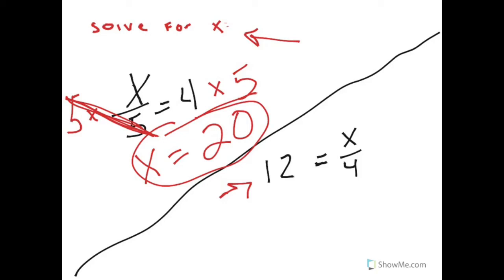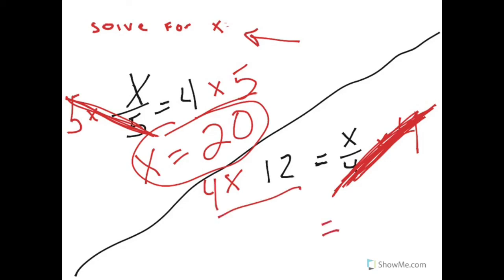Okay, what do you think we're going to do? Think about it. Okay, you got it. Yeah, we're going to multiply out the 4. x divided by 4, you multiply the 4, you can cancel those out. We'll multiply on the other side, so that gives us 4 times 12 equals x.